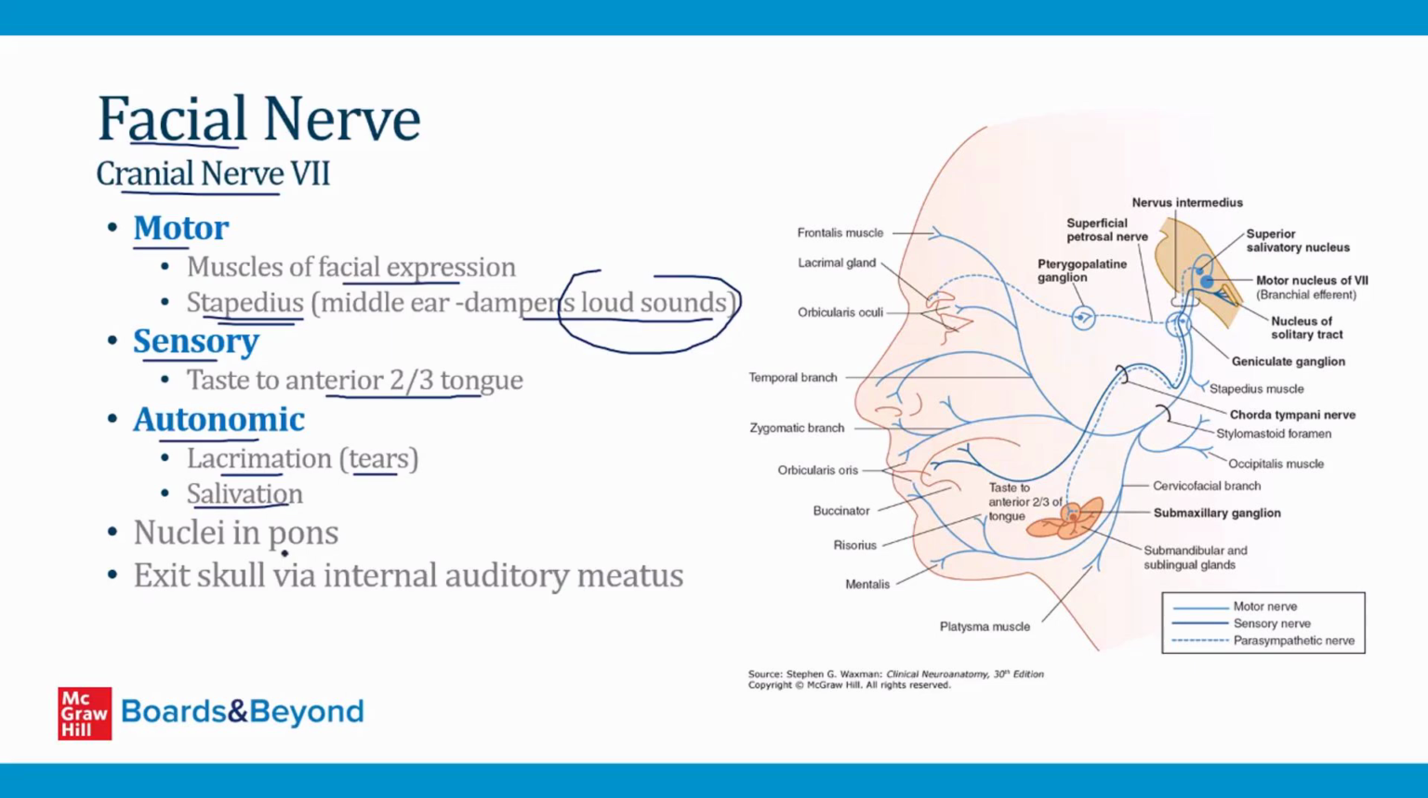The nuclei for this nerve is found in the pons, and it exits the skull via the internal auditory meatus. And it's called the auditory meatus because it's near the ear, and hopefully that makes sense to you. Since this does innervate one muscle of the middle ear, it makes sense that it exits the skull through a structure called the auditory meatus.